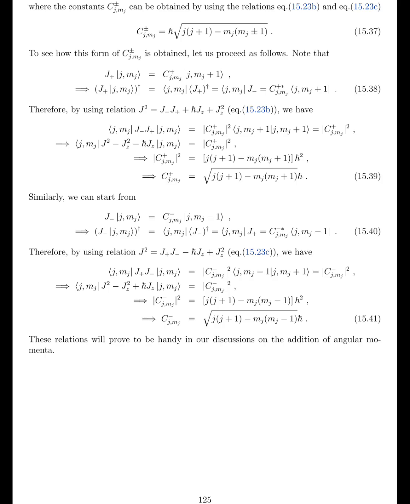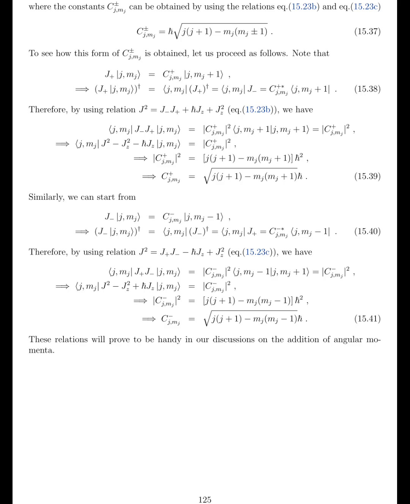Good. So now what we'll do is take the product of these two relations. We'll take what happens when J plus acts on this, and what happens when J minus acts on this, and we'll hit them together. And we're going to use the fact that J squared is J minus J plus, plus h bar Jz, plus Jz squared.